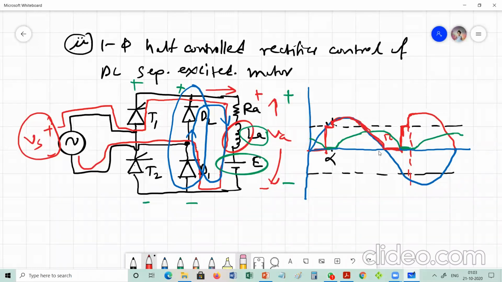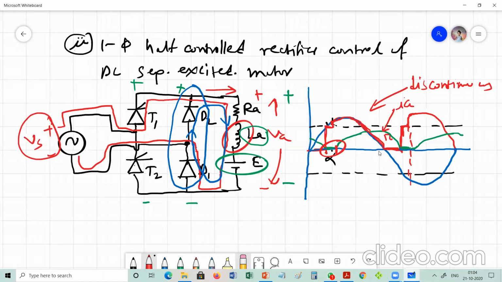In the last lecture, we have seen the operation of single phase half controlled rectifier in discontinuous mode of operation. This is discontinuous mode because the current IA is zero for some time. This instant is alpha, when it is triggered.